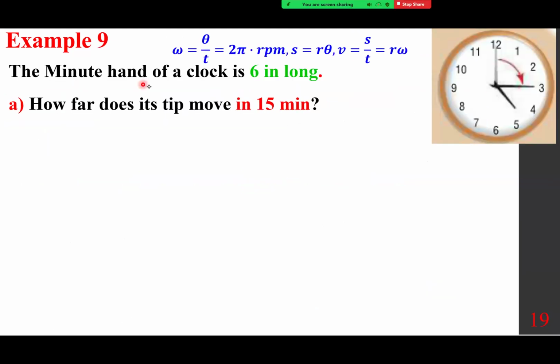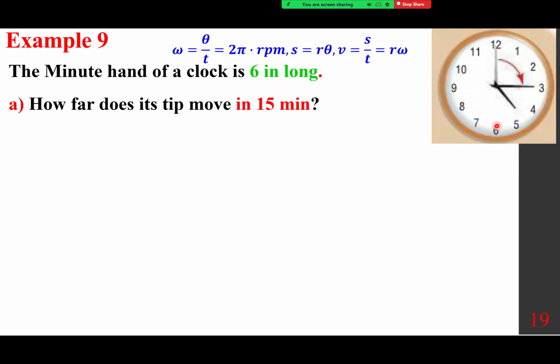The minute hand of a clock is 6 inches long. The hour hand, the minute hand, the second hand. How far does its tip move in 15 minutes? Again, we have to write what's given. If the minute hand is 6 inches long, that means what? Of course, it moves clockwise. R is 6.